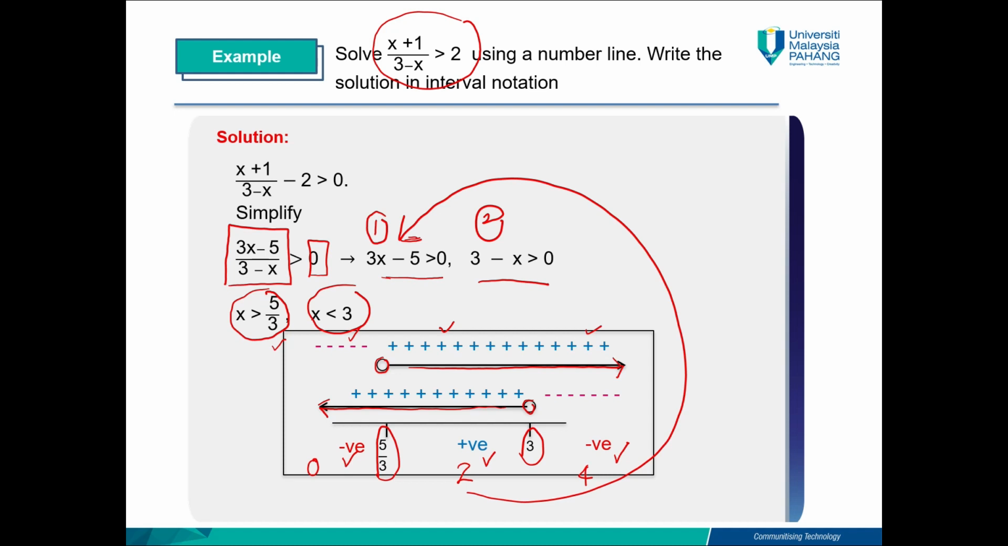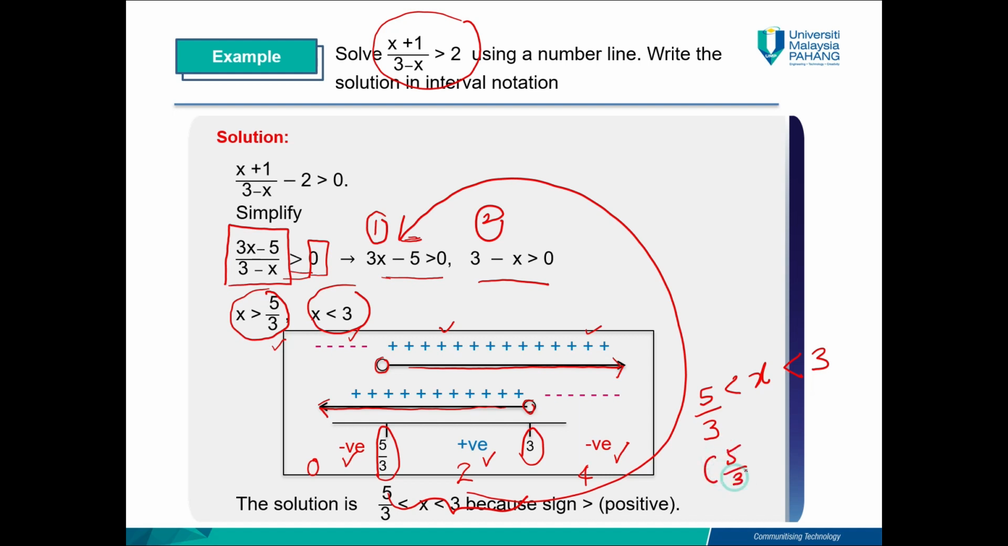So what do we want? We want a positive value. So positive value is those in the middle. So how to write the answer? The answer is x between 5/3 and 3. Alright, so without including the numbers, or we can write in an open bracket as well.